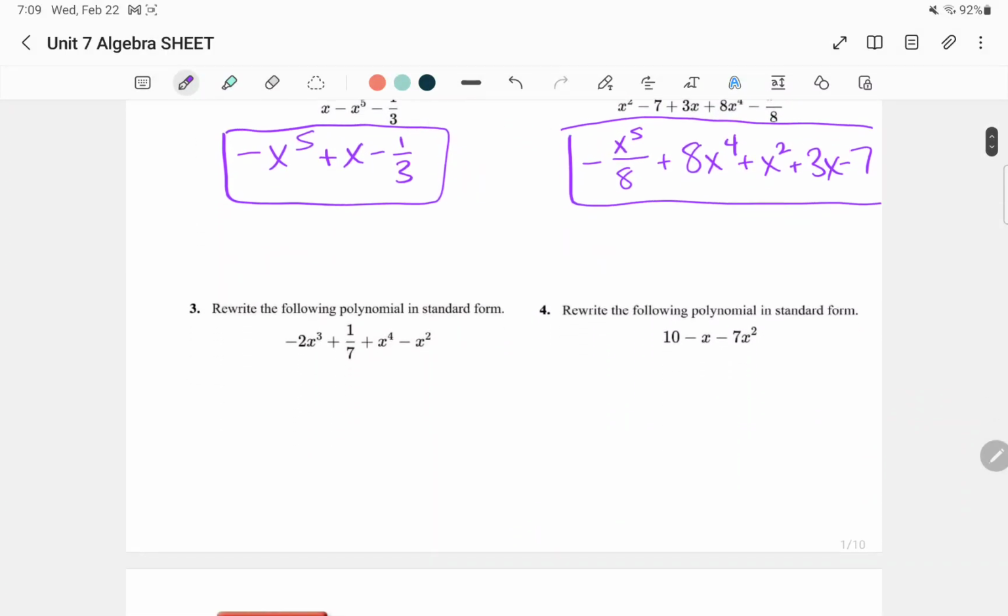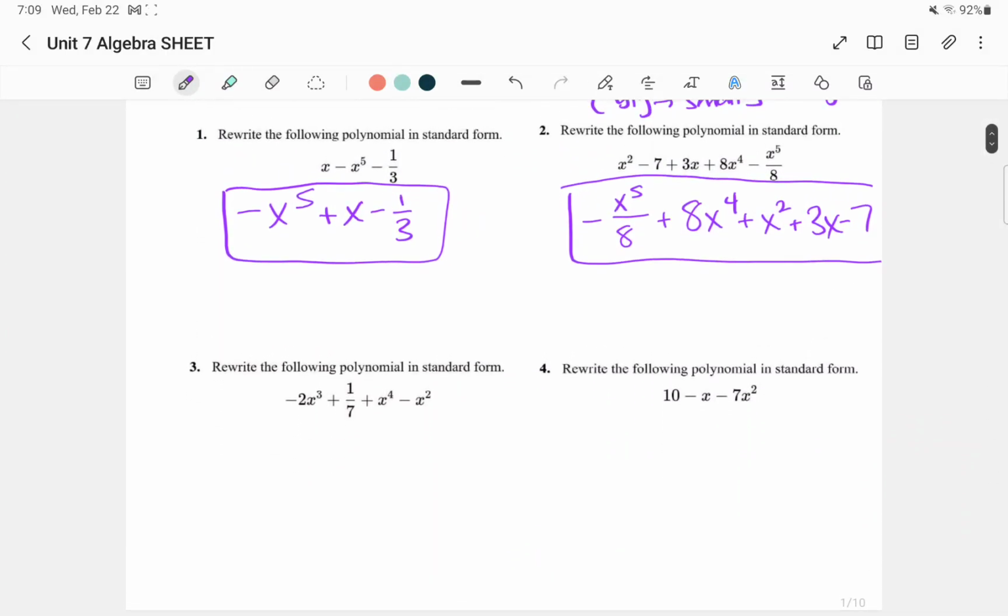So I'm going to go ahead and say pause the video here and try 3 and 4 on your own. And I'm going to go over the answer. So go ahead and pause and try 3 and 4 now.